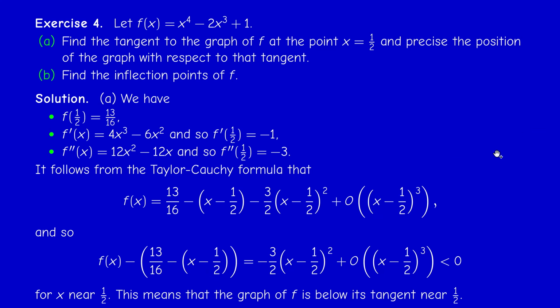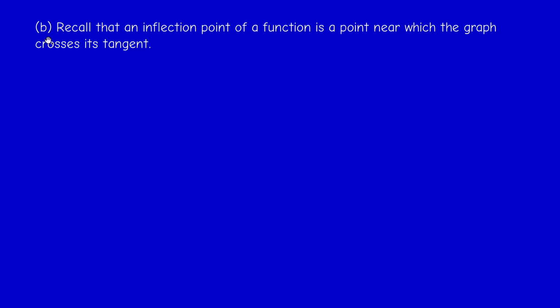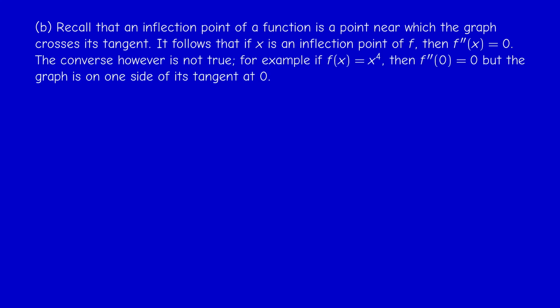Okay. Now, second question, find the inflection point. Now, what is an inflection point? An inflection point is a point where the graph crosses its tangent, right? So we have a change of convexity, if you like. And we can prove, and you maybe proved it in school, that at an inflection point, the second derivative is 0. So inflection point implies it's a zero of f double prime, but the converse is not true, right?